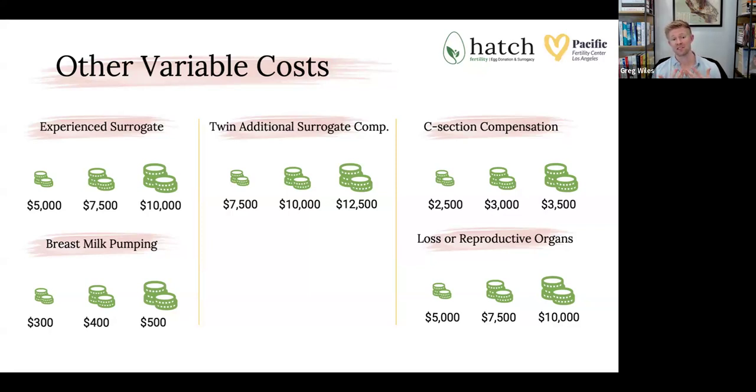If your surrogate is going to have a C-section, whether planned because she's had 2 previous C-sections or unplanned, you will owe additional compensation to her at birth. And that is usually spelled out in your contract, usually between $2,500 and $3,500.